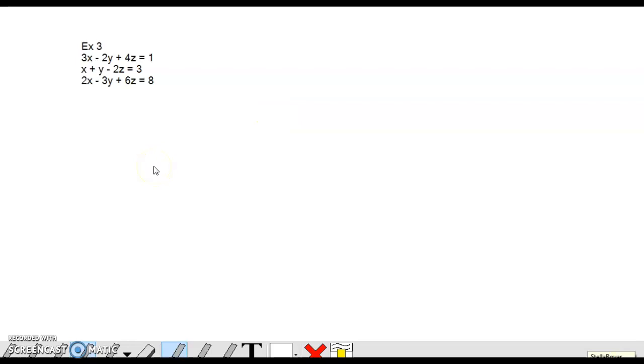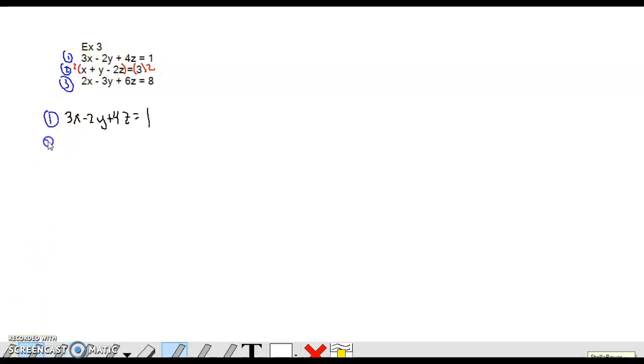So we want to decide which variable to eliminate. I'm actually going to eliminate the y's this time. So we'll call this 1, 2, 3. I'm going to use the first equation, 3x minus 2y plus 4z is equal to 1. I want that to become a 2, so I'm going to multiply everything by 2. And I'm going to do this first.